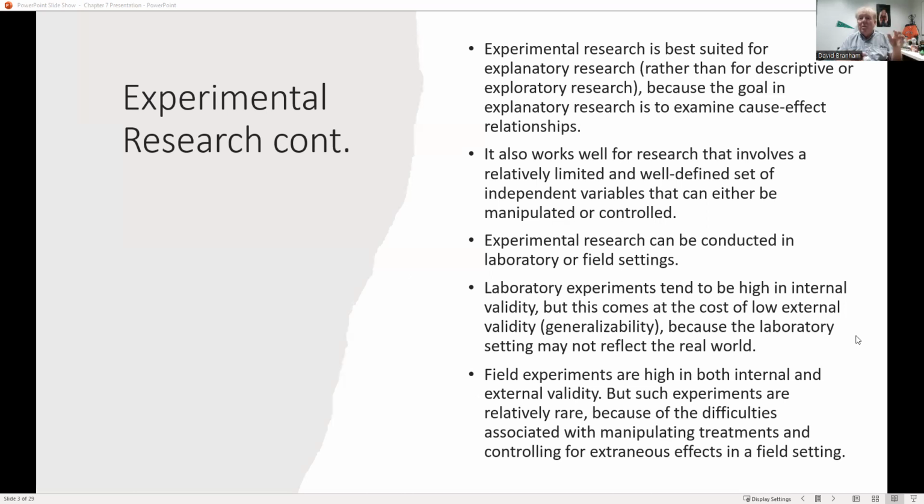Laboratory experiments tend to be high in internal validity. These experimental designs have the true ability to attribute cause and effect. That internal validity is there, but it comes at a cost of having very low external validity or generalizability to the population in the real world. The reason why is because laboratory settings, especially like in university settings, where I had the example of using university students, people act differently in universities than they do in the rest of the world.